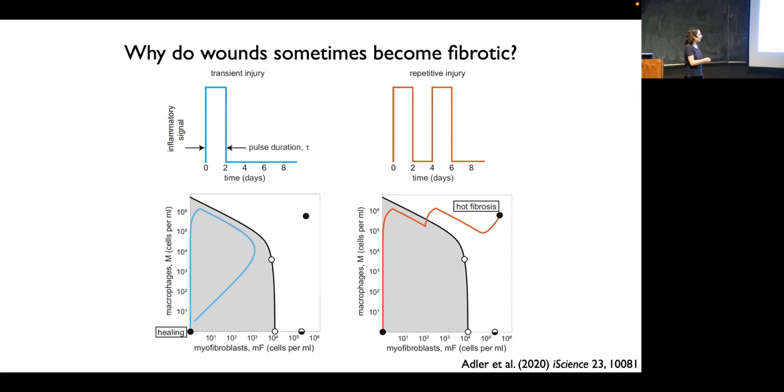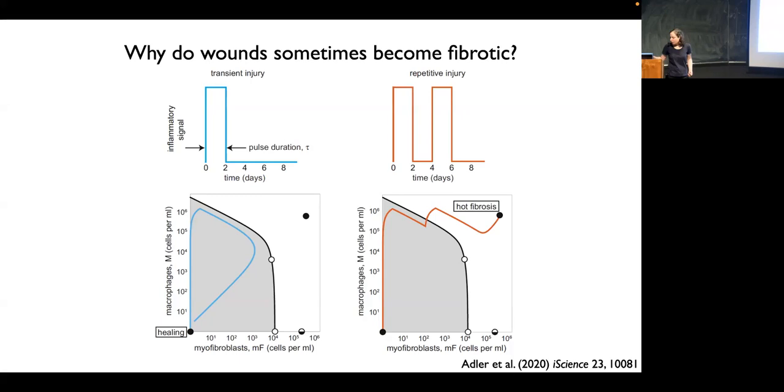And back down to the healing state. So this is this transient swell of these inflammatory cells, which is associated with normal inflammation and healing. On the other hand, if there is an injury that occurs too soon, then it can drive the population of fibroblasts up, across this magic line here, then the system will inevitably head to this other high fixed point, fibrosis.